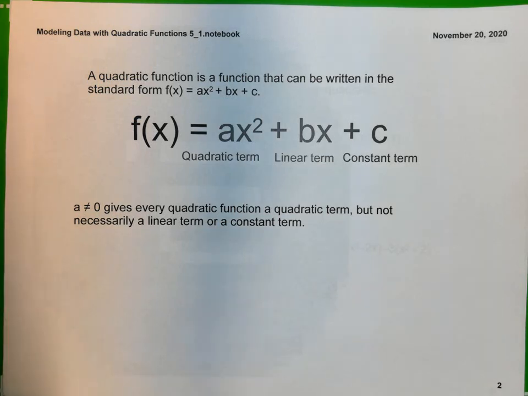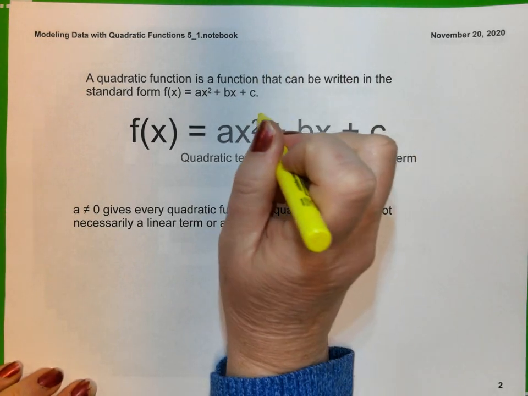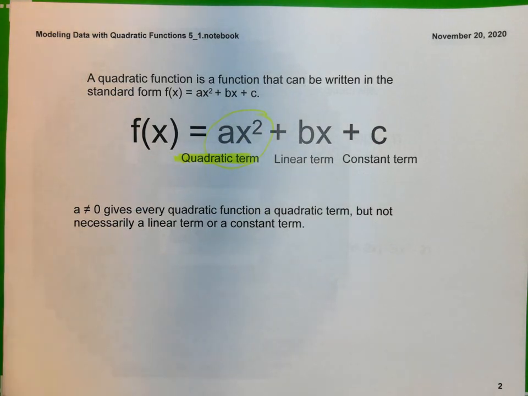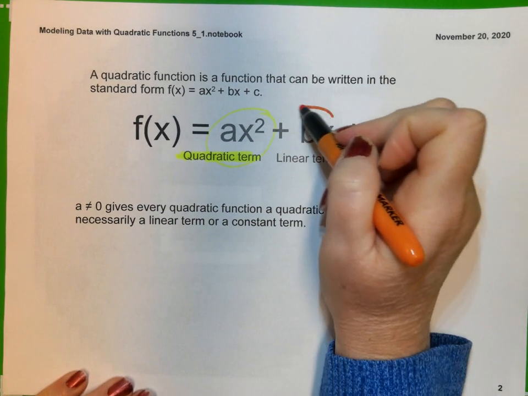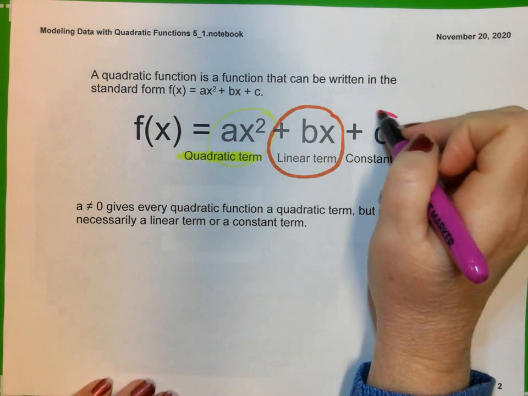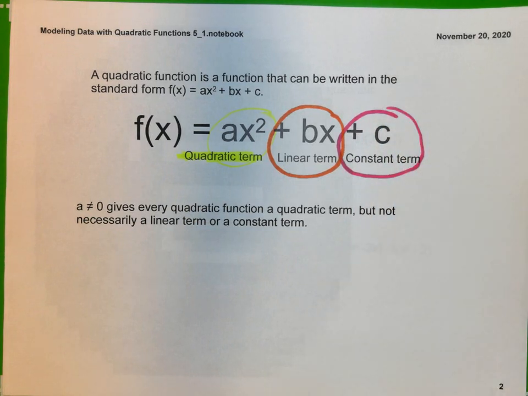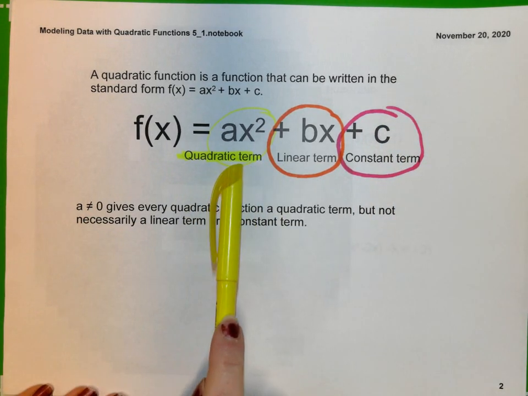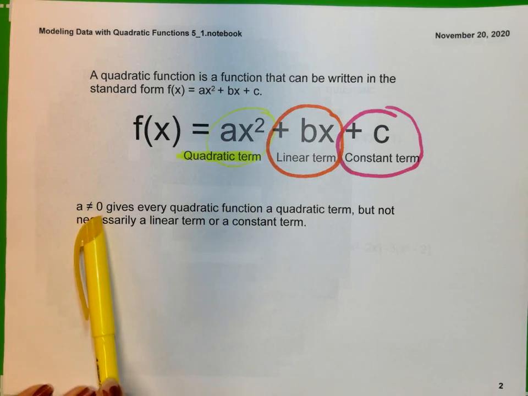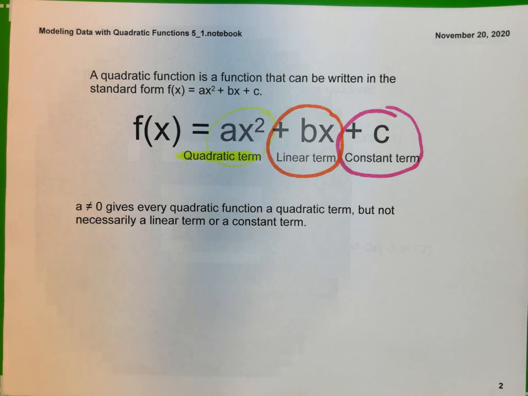Now, in order for it to be a quadratic function, it must have a quadratic term. The quadratic term is the one with the square. Now, it may have a linear term, and it may have a constant term, but to be a quadratic function, it must have a quadratic term. Now, hint, a not equal to 0 is the same way of saying that it has to have one. It gives every quadratic function a quadratic term, but not necessarily either of the other two. So, ax squared plus bx plus c.